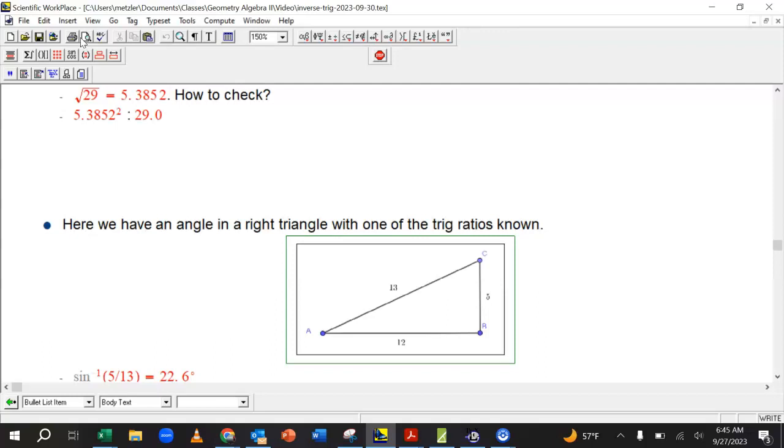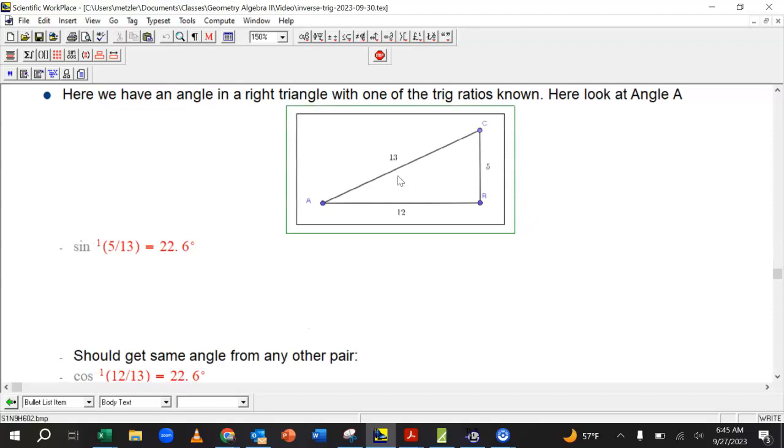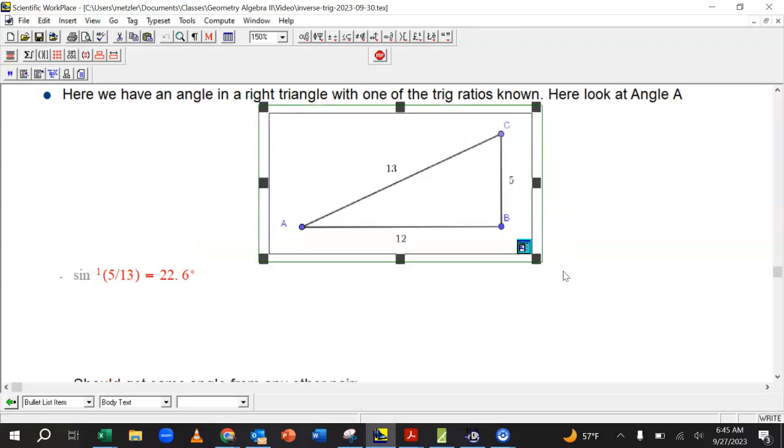So back to the trig. We have an angle in a right triangle. Here, look at angle A in this diagram, and we'd like to get the measure of that angle. If you know all three of these sides, there are actually 3 ways to do that. Now, very often, we're only going to know 2 of those sides. But suppose we only knew the opposite to A and the hypotenuse. That is plenty to get the mystery angle.